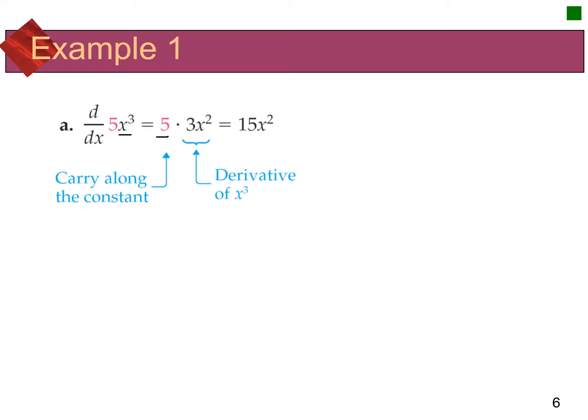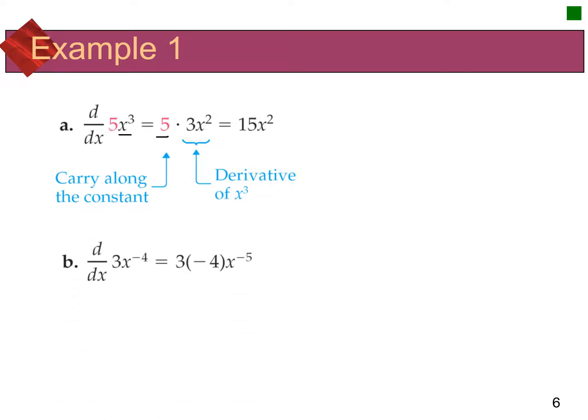According to the power rule, the derivative of x to the third power is going to be me moving the 3 in front and getting a new coefficient of 3, and then taking x to the second power because I'm going to subtract 1 from the exponent. Now, of course, when I simplify, I multiply that coefficient I let go along for the ride, and I end up with 15x squared.